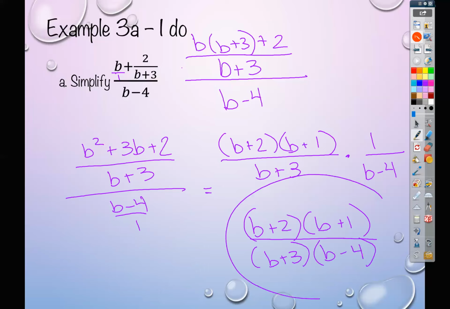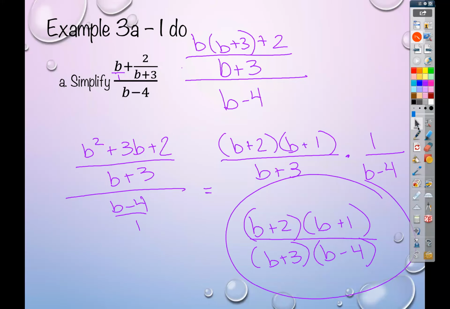Now you might be saying that looks more complicated than what I started off with, but in your final answer you cannot have any mixed numbers inside of a fraction. Just like you can't have any decimals inside of a fraction, you can't have any mixed numbers inside of a fraction.